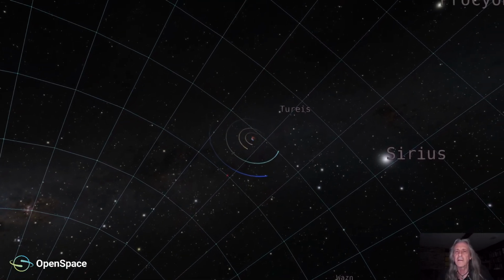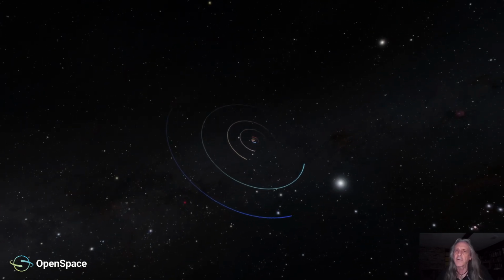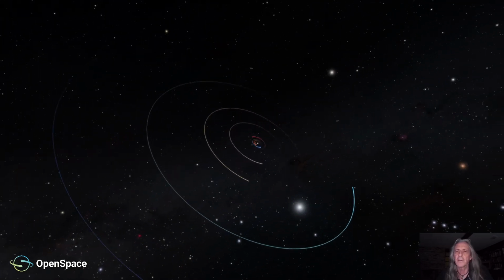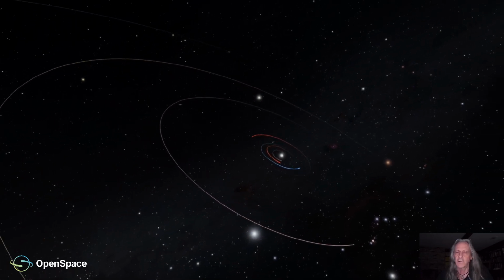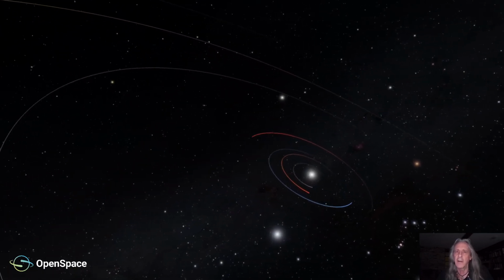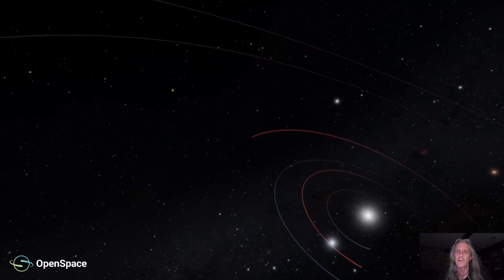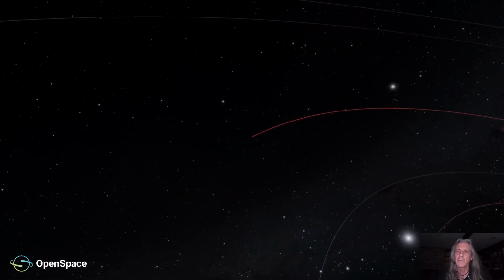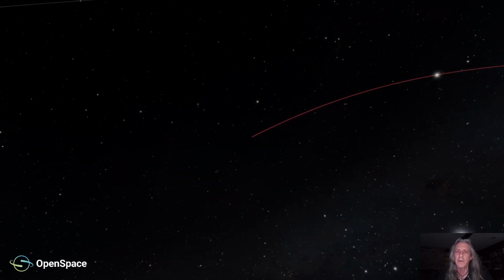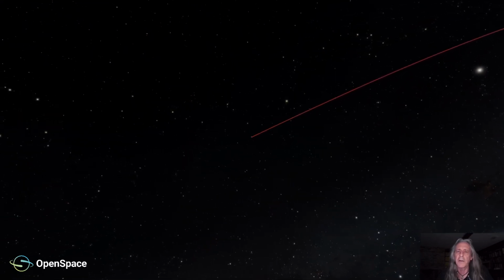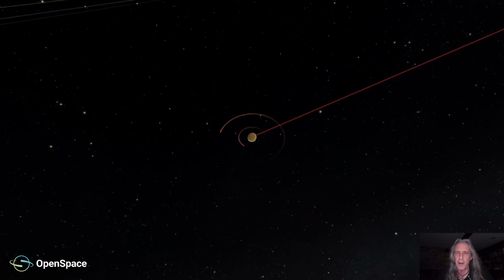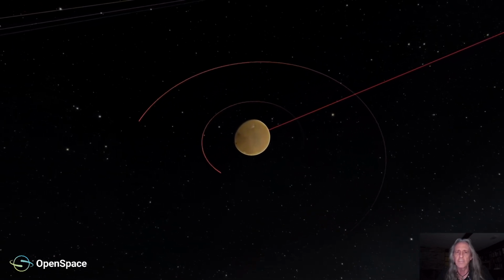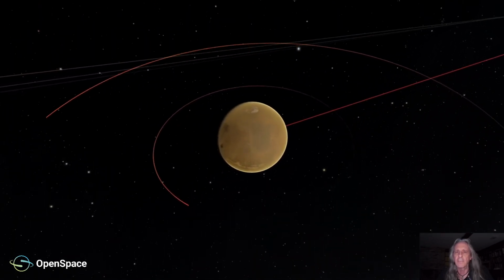But I've retargeted us. We left Earth, but we're going to go to the next planet out, our future, where many countries are aimed, including the United Arab Emirates and their HOPE spacecraft, which is now there, having arrived in February of 2021. This spacecraft has been mapping Mars in the atmosphere, and so we come up on Mars.